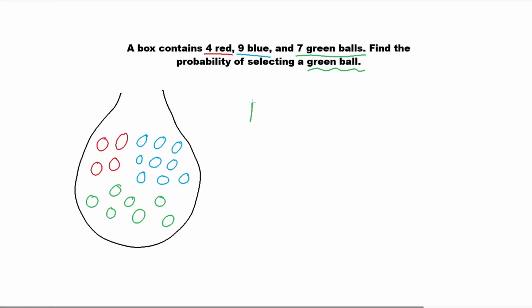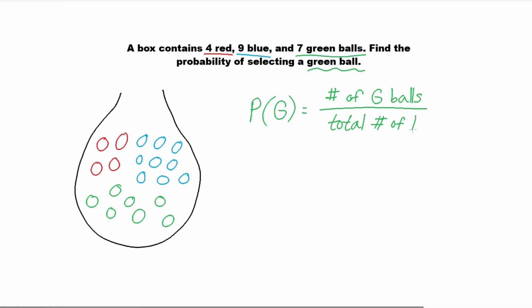So let's say the probability of a green bowl is going to equal the number of green bowls over the total number of bowls. So the number of green bowls we already said is 7. We have 7 green bowls.